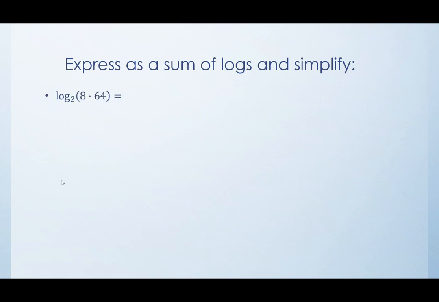So if we have log base 2 of 8 times 64, we don't want to multiply 8 times 64 and then figure out the log, especially if we're stuck on a desert island with no calculator or computer. So we're going to say, okay, great, I have a log of a product. So this is log base 2 of 8 plus log base 2 of 64. And those I can figure out. 2 to what power equals 8? Well, that's 2 to the third. And 2 to what power equals 64? Well, 2, 4, 8, 16, 32, 64. That is the 6th power of 2. So this is going to equal 9.